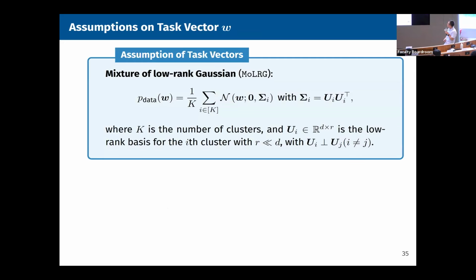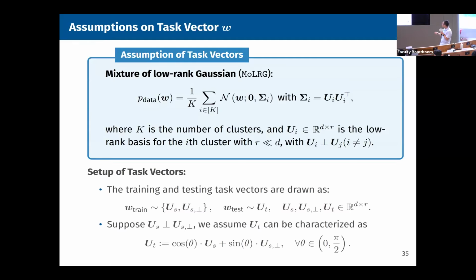To study out-of-distribution generalization, I think we need to make some assumption about the underlying distribution so that we can understand how the model generalizes. Here again, we're assuming the task vectors for our linear regression task are generated from a mixture of low-rank Gaussians. So basically, they lie on subspaces, and we start in a setting where our training task vectors are drawn on US and US perp, which are orthogonal, and the test subspace can be characterized by something like this.